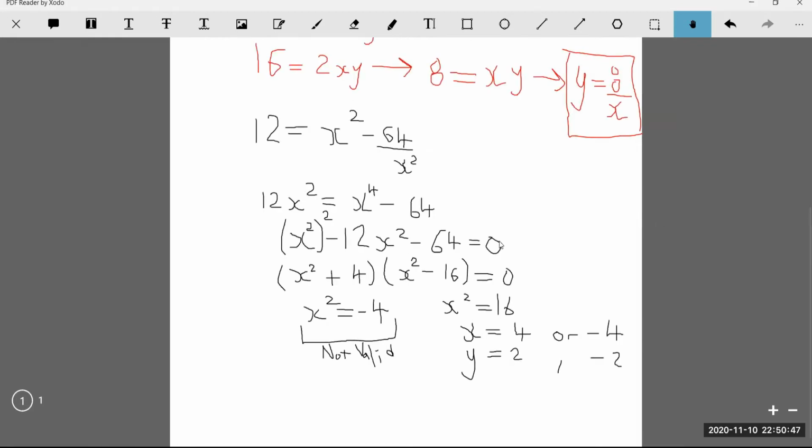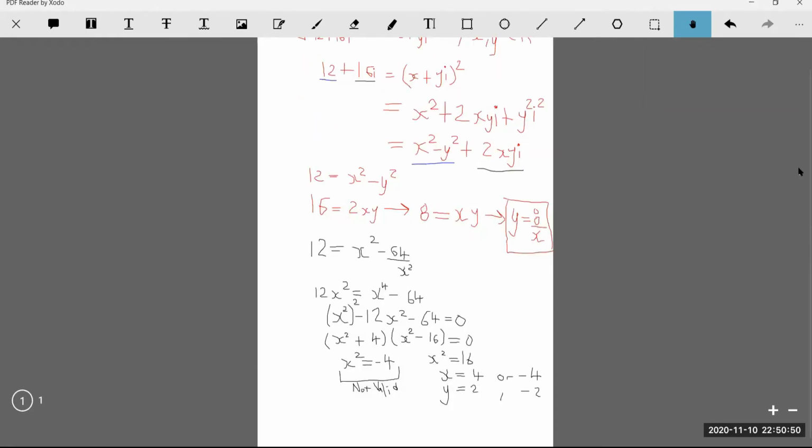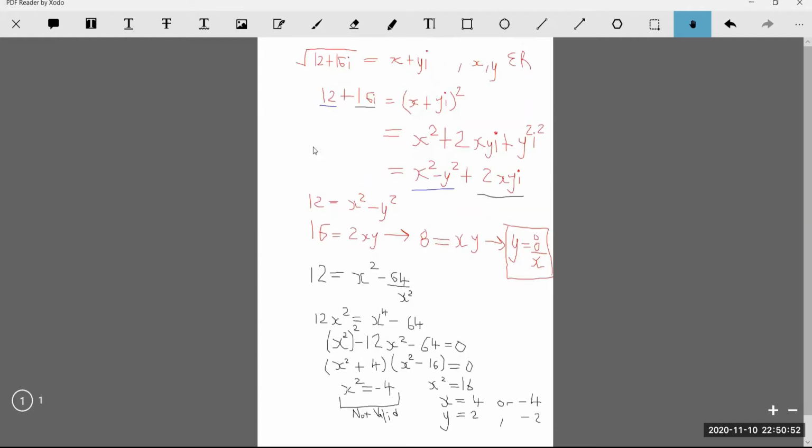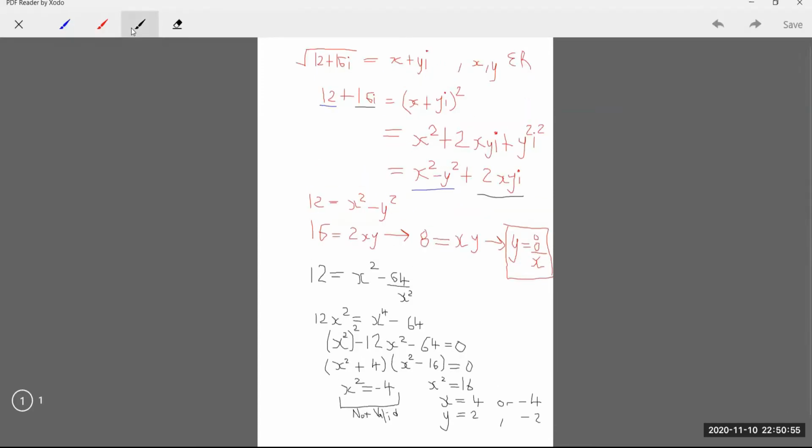So let's zoom it down. What we know now, we finally found the complex number. We said that the complex number was x plus yi. So we can conclude now that this, let me put it in blue, we can conclude that the square root of 12 plus 16x is equal to 4 plus 2i. That's one answer, 4 plus 2i. Or when x is negative 4, it's negative 4 minus 2i.